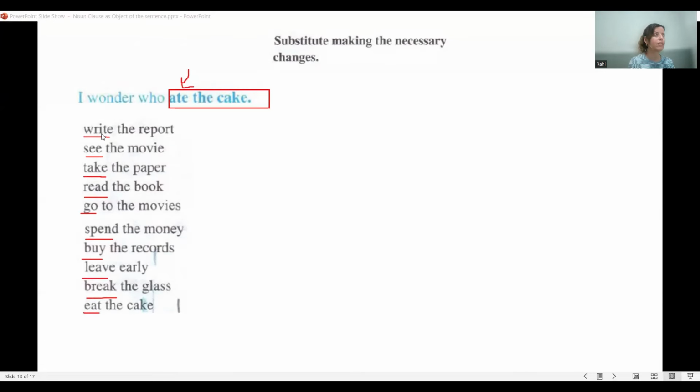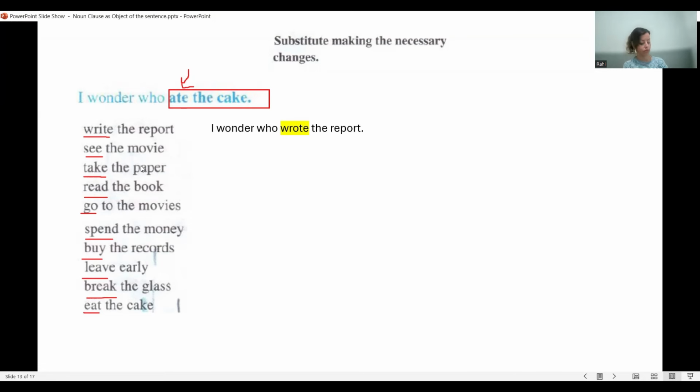What is the past form of write? Wrote. Okay. So use it in the noun clause, please. I wonder who wrote the report. And we use the full stop at the end because I wonder starts like a sentence, and I wonder means I want to know. And we use a full stop at the end, as I said, because it starts like a sentence, it means that I have a subject at the beginning, not a verb.